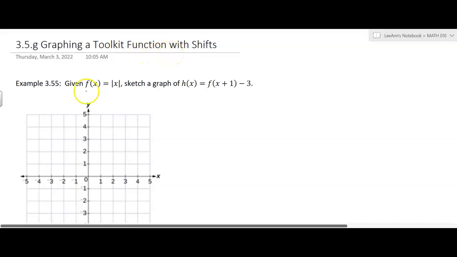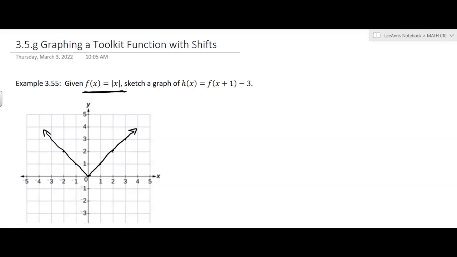Okay, so our toolkit function is right here, and I'm going to graph that in black, the absolute value function. So if you remember, the absolute value function goes like this, and like this. Now, that's a toolkit function. We've done those a couple times. That's what the absolute value function looks like.